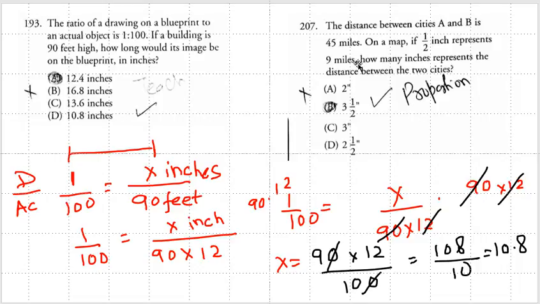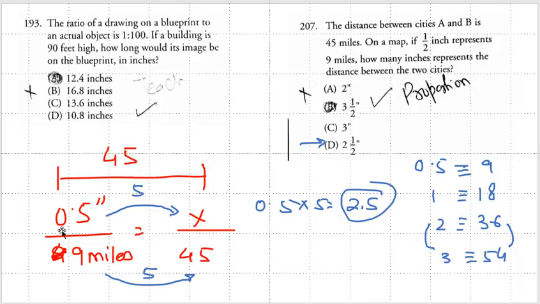Same thing here. A map. 9 miles is half inch. 18 miles is 1 inch. 36 miles is 2 inches. I'm looking for 45, close to 2.5. Okay. Same thing. We talked about the drawing problem. We did this already.